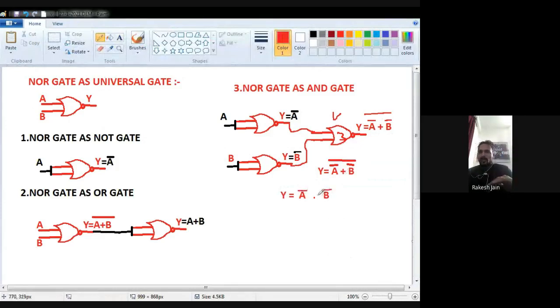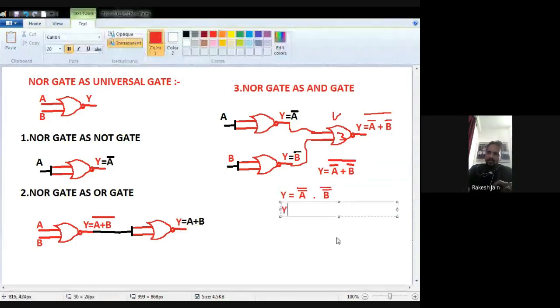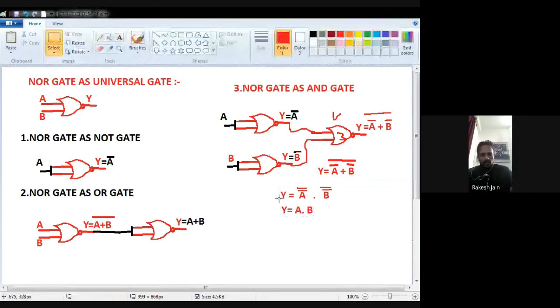So just split the bar, and individually they are barred. So now we know that bar to bar cancels out. So y is equal to A dot B only. So at the output I will find y is equal to A dot B. Actually this output now becomes y is equal to A dot B.